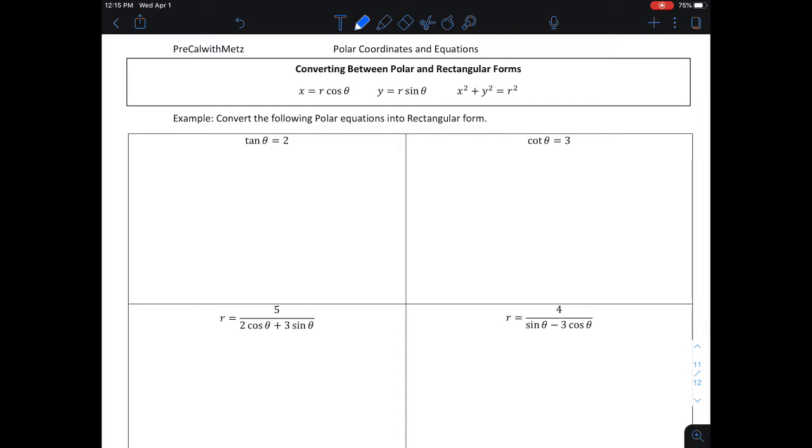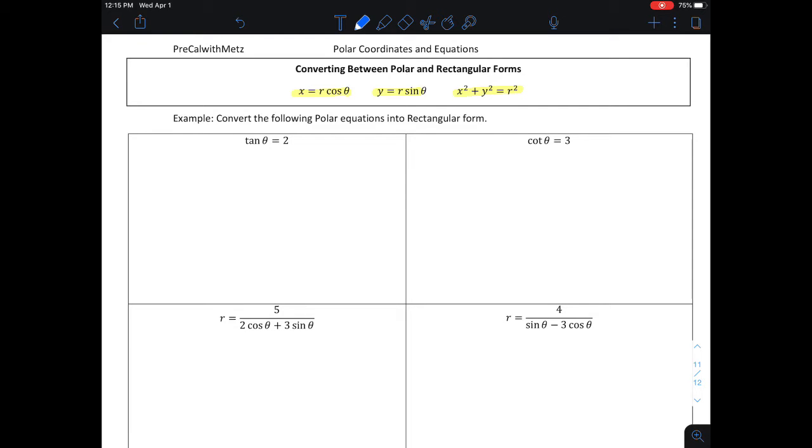In this video, we're going to look at converting polar equations into rectangular form. So we're going to go from some kind of expression in terms of r and theta, and we want to create an expression that would make the same graph on the rectangular coordinate system that's only in terms of x and y. And we have our three conversion formulas that you're going to be using. x is equal to r cosine theta, y is equal to r times sine of theta, and x squared plus y squared is equal to r squared.